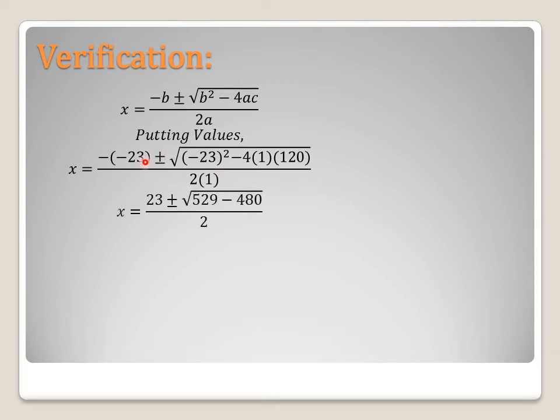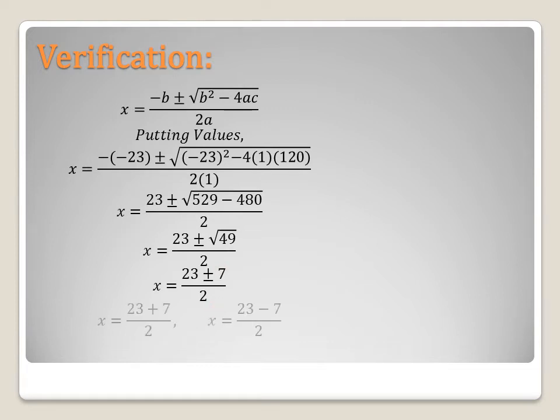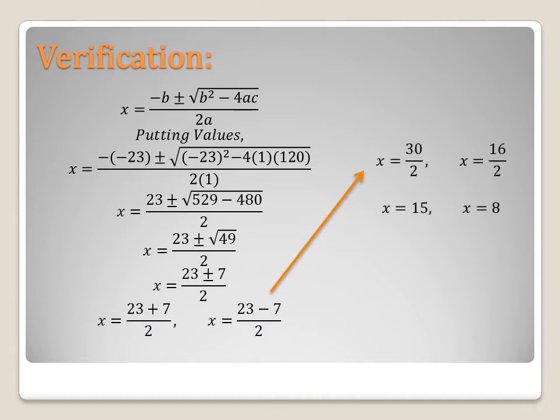Putting the values, multiplying minus with minus, we get a positive number. Taking the square of minus 23, 529, multiplying 4 by 120, we get 1,480. Adding and subtracting the like terms, we get 23 plus minus 7 by 2. So we have to write the first answer with the positive sign and the second with the negative sign. Solving it, we have the two answers, which are 15 and 8.